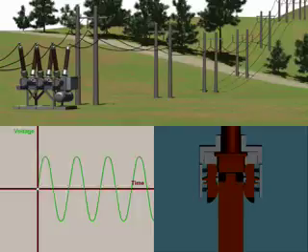In the diagram at bottom left, the alternating voltage in the transmission lines and across the circuit breaker is shown by the green curve. The duration of one wave is 20 milliseconds, and the frequency is 50 Hz.